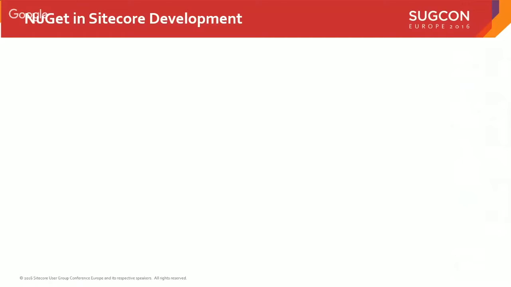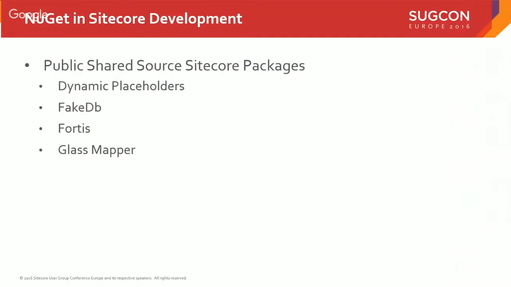Cool, so, Sitecore development with NuGet. Now, if you actually do a search for Sitecore on the public NuGet repository, you'll actually get some results back. Some typical ones that we know of, we've got dynamic placeholders is one. There's a couple of different versions out there. There's an MVC version as well. FakeDB is another one. A couple of ORMs like Fortis, GlassMapper.